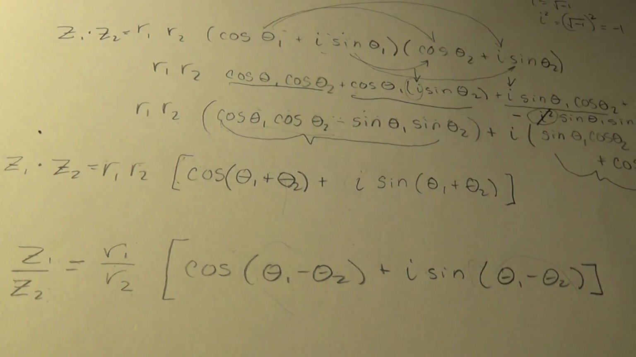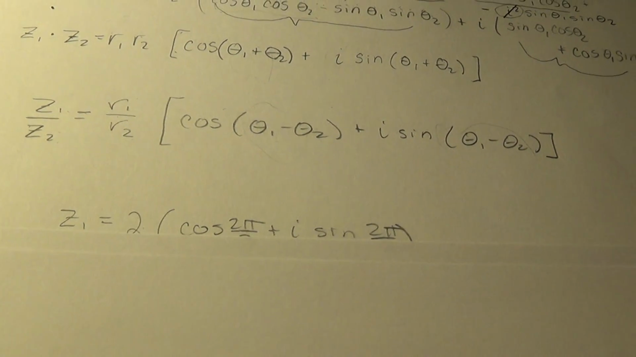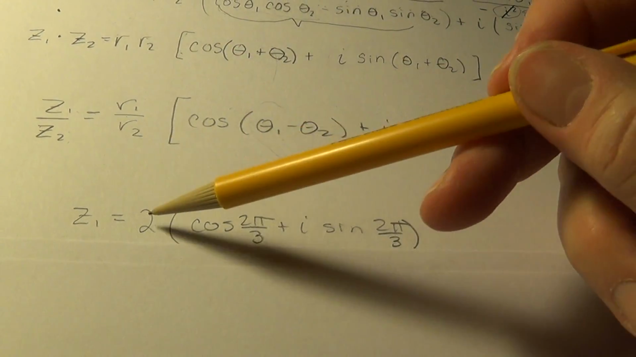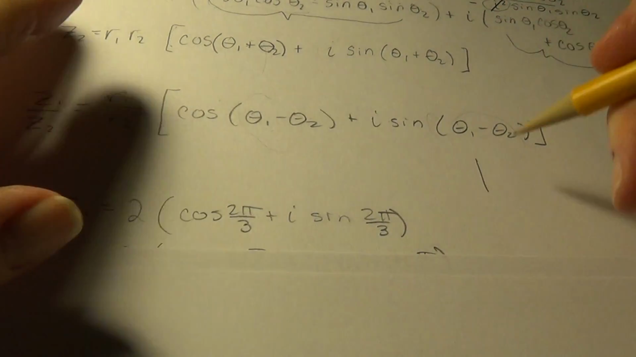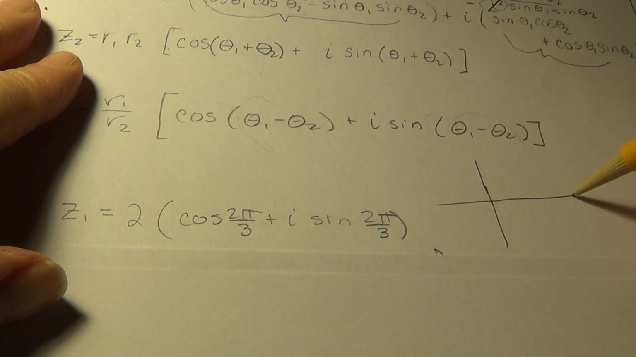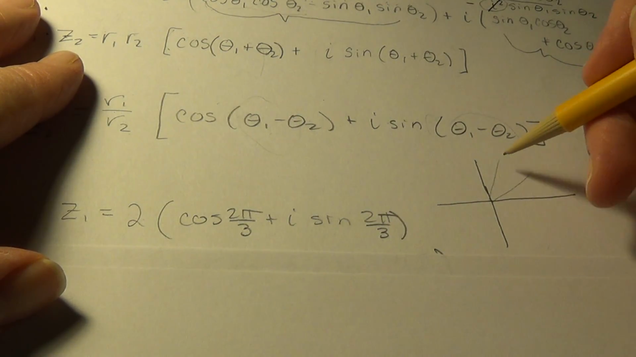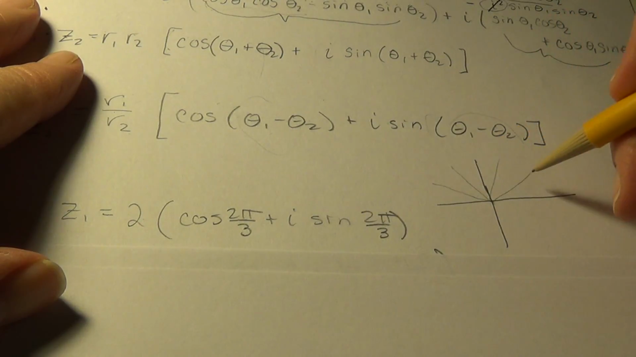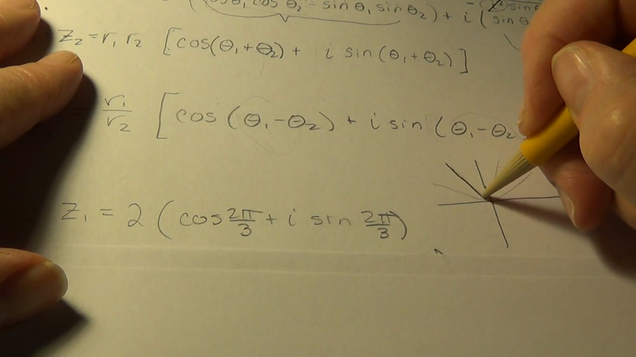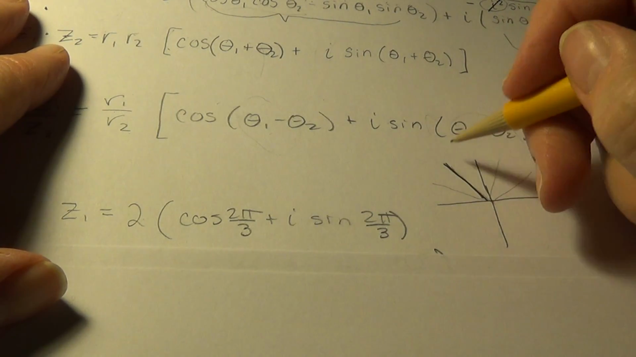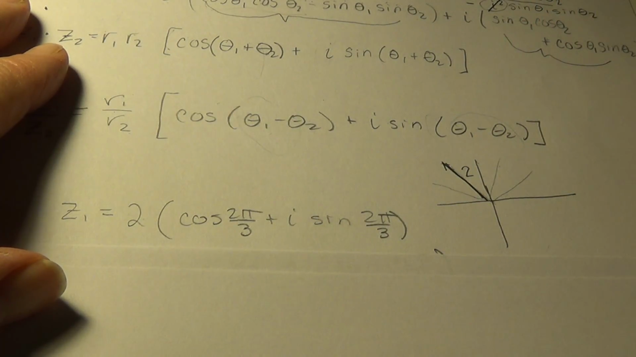All right, let's do one. Let's say that z1 is this complex number. Its magnitude, its distance from the origin, is 2. If we were graphing it, we would be at 2 pi over 3, which is 4 sixths pi. We would find it by counting our sixths: 1 sixth, 2 sixths, 3 sixths, 4 sixths. 4 sixths pi is right there, and it is 2 away from the origin. So we have a picture of it.